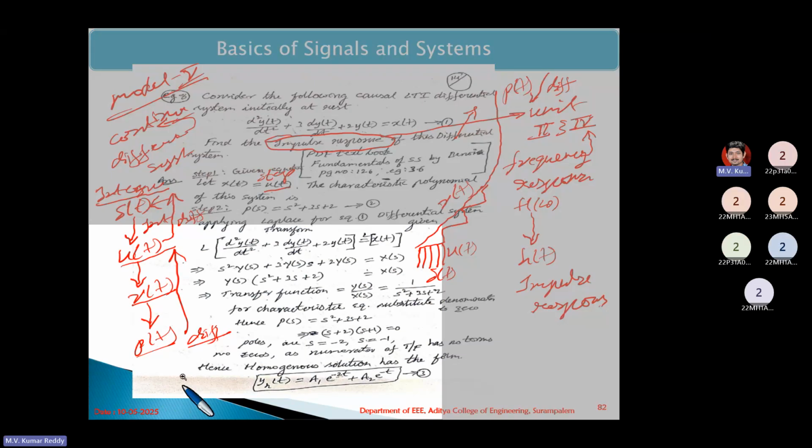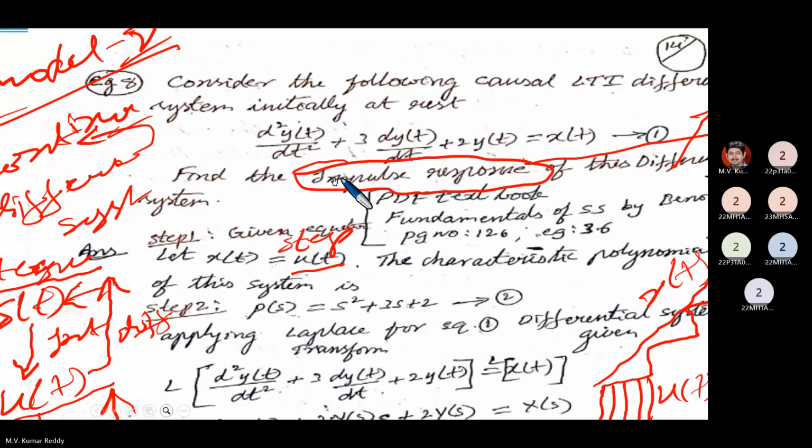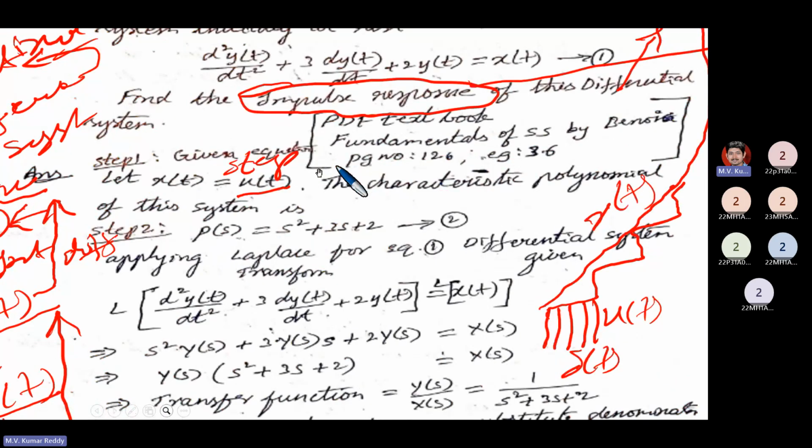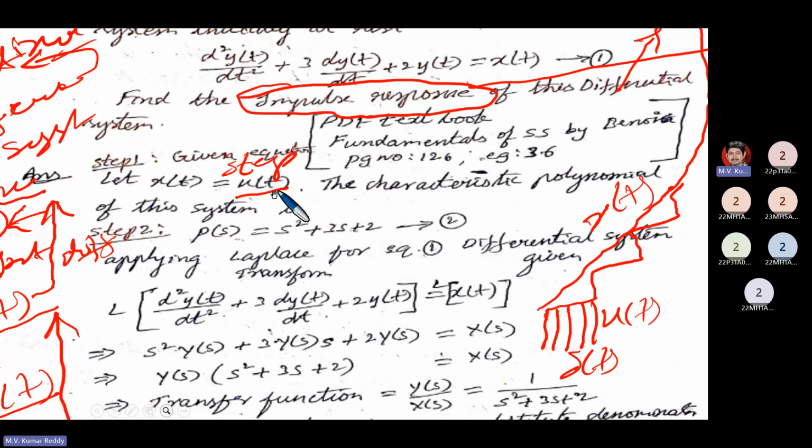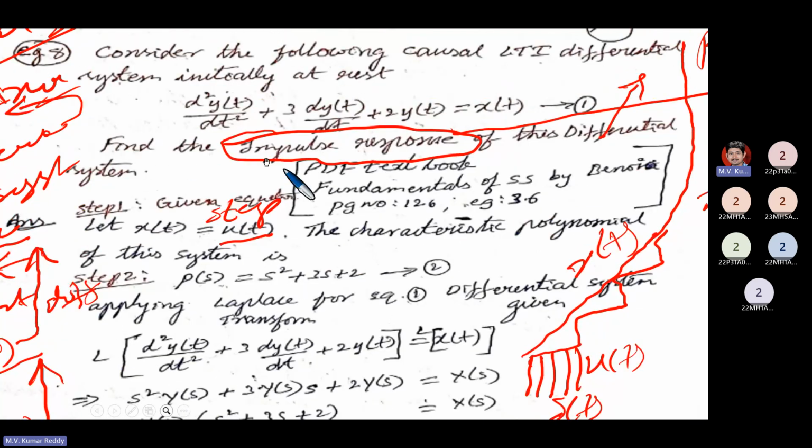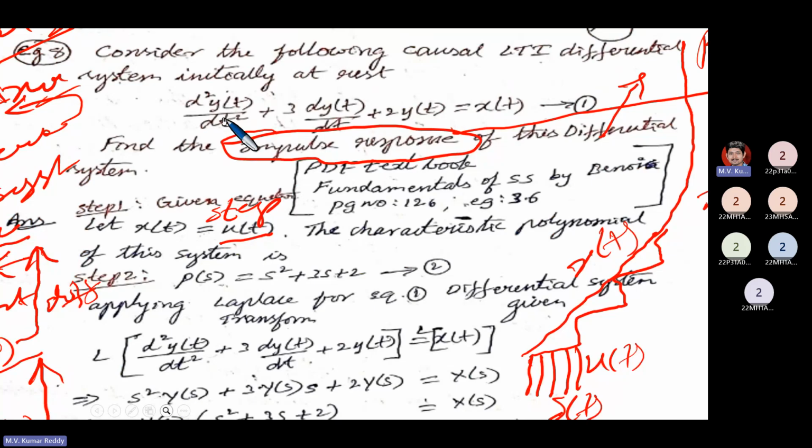Now see here. Step 1, what are we taking? Step signal, step signal u of t. Now we have to calculate the characteristic equation, the characteristic polynomial equation. Here this is the equation. In this equation, this is called the characteristic equation.